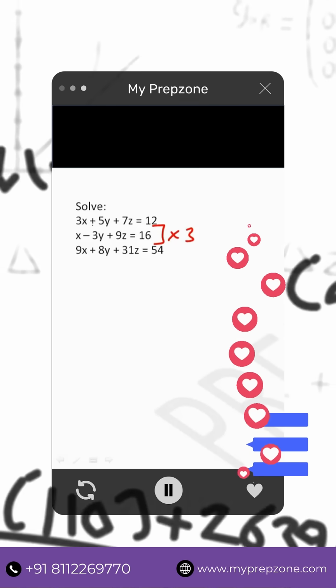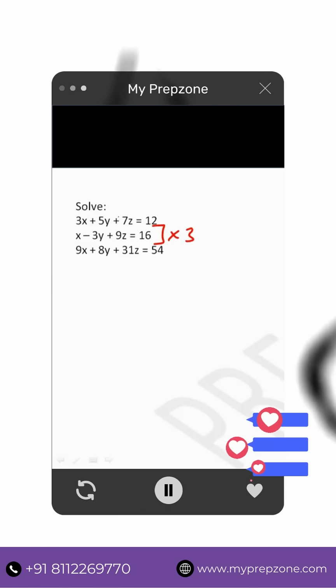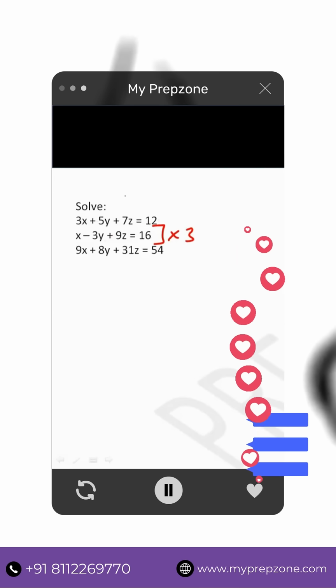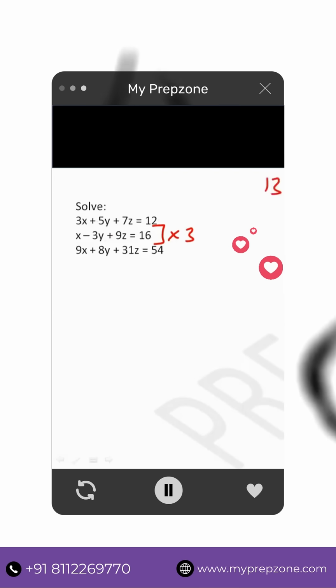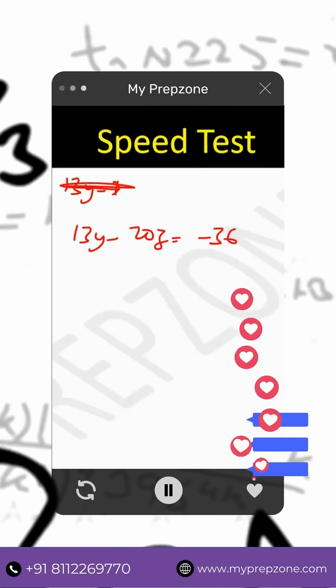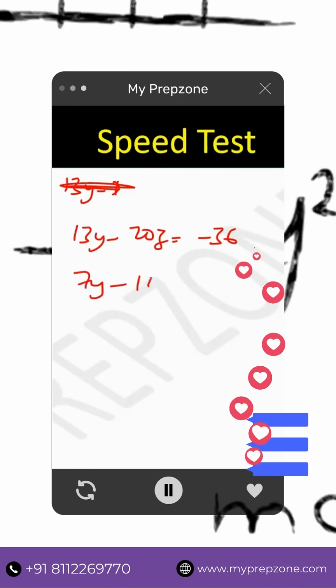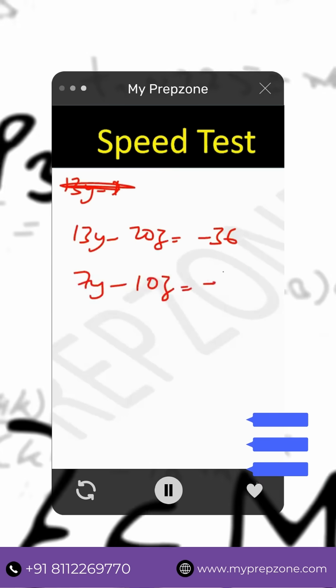Okay, equation क्या आया जब तुमने first और second को subtract किया? What was the equation that you got? First और second को subtract किया तो equation आया है 13y minus 20z is equal to minus 36. Okay, and first and third में क्या आया? 7y minus 10z is equal to minus 18.